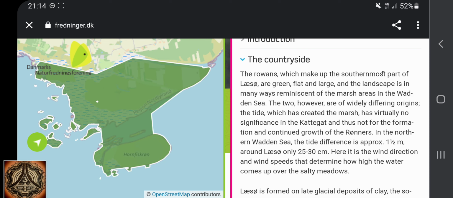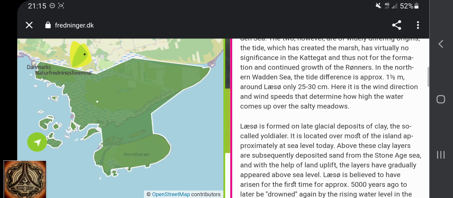The two, however, are of widely differing origins. The tide which has created the marsh has virtually no significance in the Kattegat, and thus not for the formation and continued growth of the Rønnerne, however you spell that. In the northern Wadden Sea, the tide difference is approx 1.5 meter; around Læsø, only 25 to 30 centimeters. Here it is the wind direction and wind speeds that determine how high the water comes up over the salty meadows.